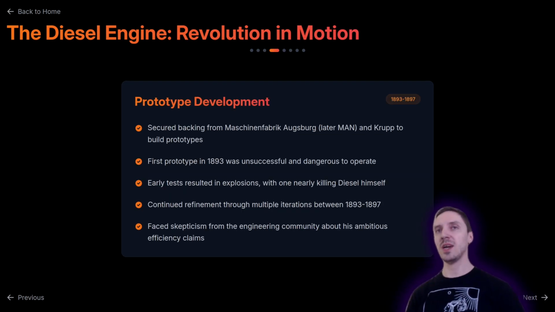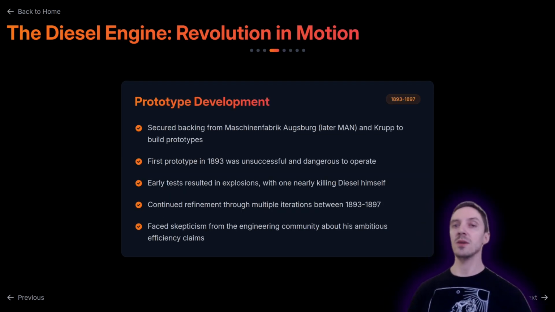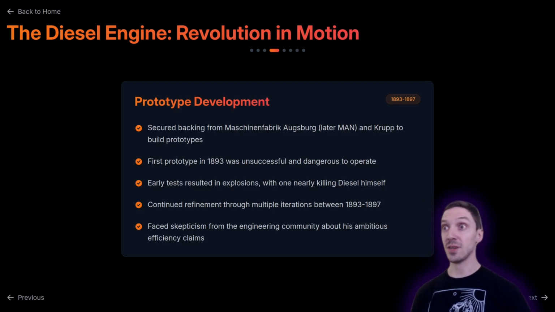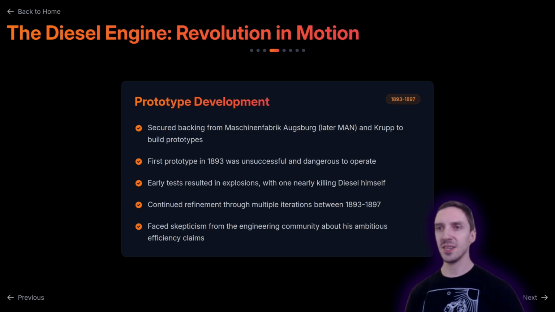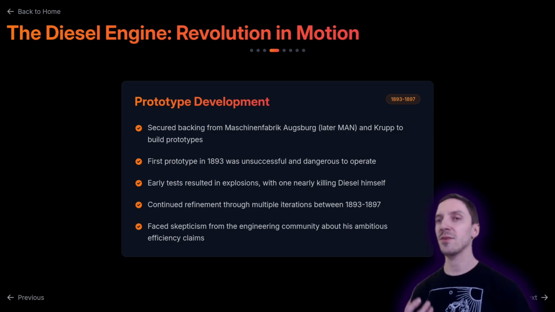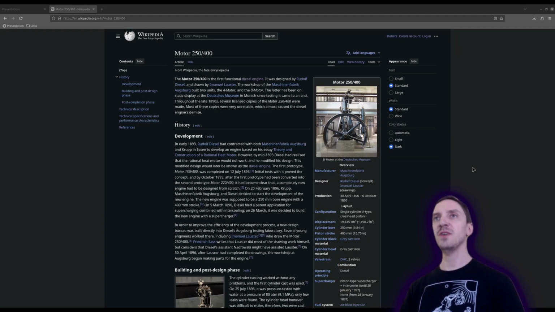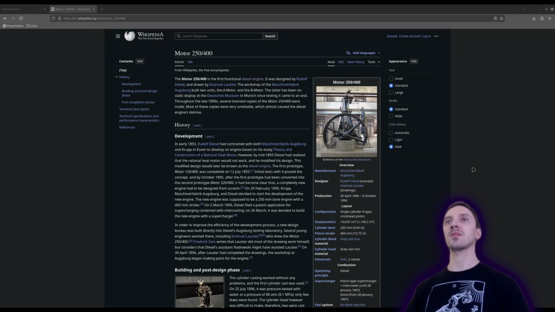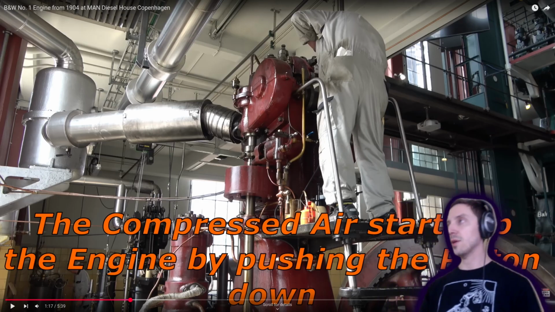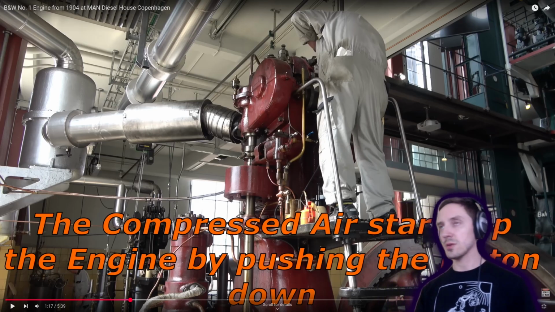The first prototype in 1893 was unsuccessful and dangerous to operate, nearly killing Diesel. There was a lot of skepticism around whether this would be as efficient as Diesel claimed. The Motor 250-400 is the first functional diesel engine. This is what the starting of a diesel engine looks like.